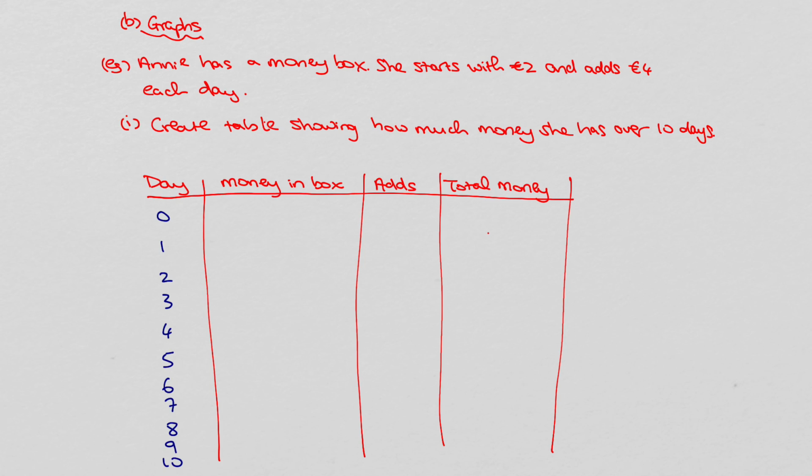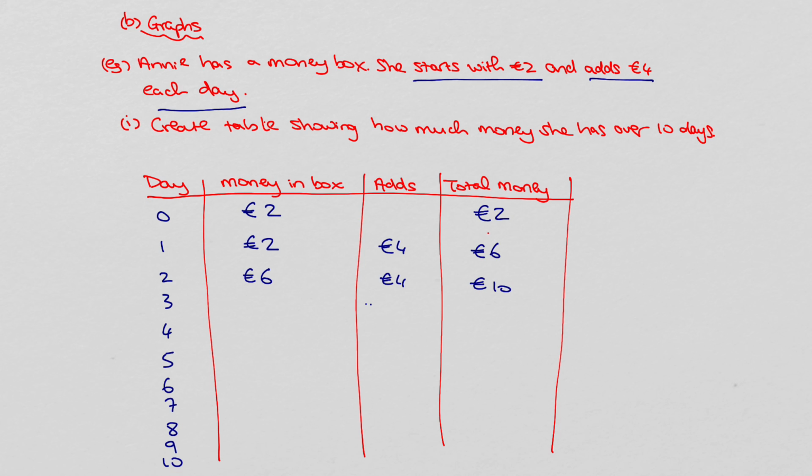So for example, we have Annie has a money box and she starts with €2 and adds €4 each day. And we have to create a table showing how much money she has over 10 days. So at the start she has €2 in her money box, and therefore we have a total of 2. And then every day she adds €4. So her money box on day 1 is 2, she adds 4, so therefore she has a total of 6 in her money box. She has 6 in her money box, she adds 4, so she ends up with 10.